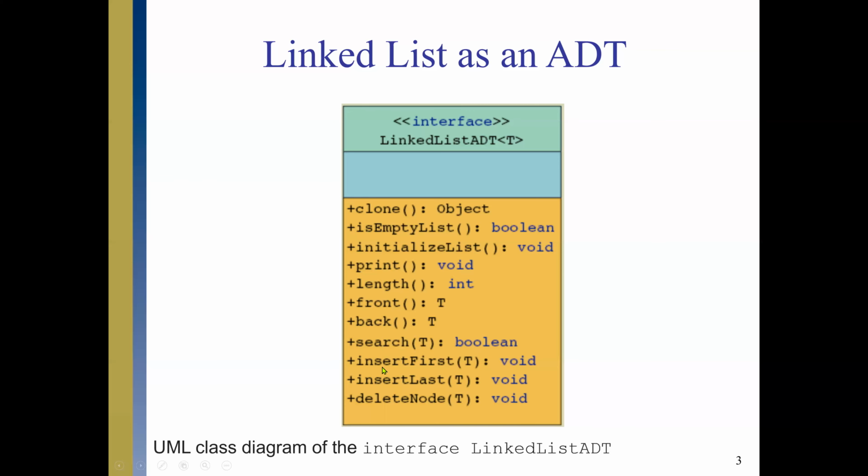Then we have insertFirst. This means we are going to insert in front of the linked list, and insertLast means we insert from the back of the linked list. And actually we implemented these two methods in our first lectures, how we can build a linked list forward and also backward. And we said when we are building a linked list forward, we insert the node from the back, and when we are building it backward, we insert the node from the front. Then we also have the method to delete a node.